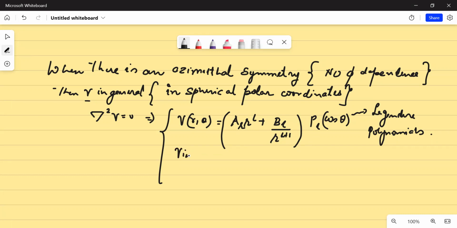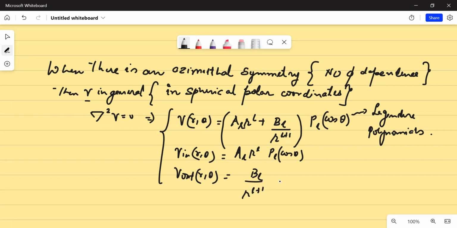So the potential inside is in general given by A_L r raised to power L times P_L cos theta, and V outside at r comma theta is given by B_L upon r raised to power L plus 1 times P_L cos theta. This is how you can write the potential inside the sphere and outside the sphere.